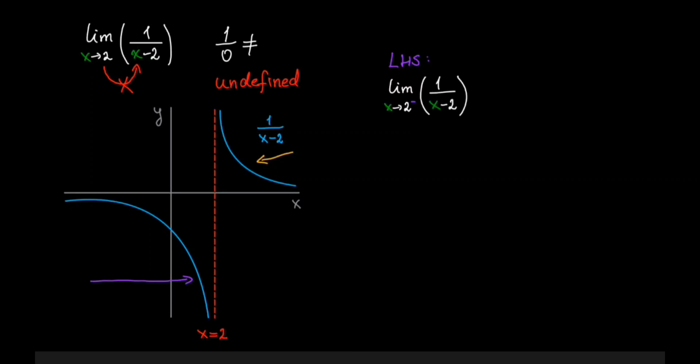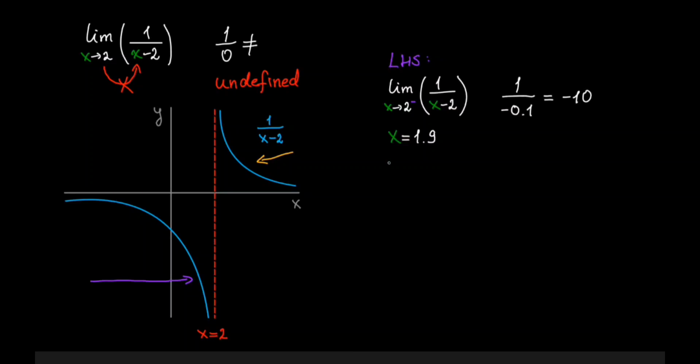To see what happens, here we can pick numbers less than 2, however, numbers that are also arbitrarily close to 2. For example, x equals 1.9. If we were to put 1.9 into our function, we would simply get 1 divided by negative 0.1, which is indeed equal to negative 10.